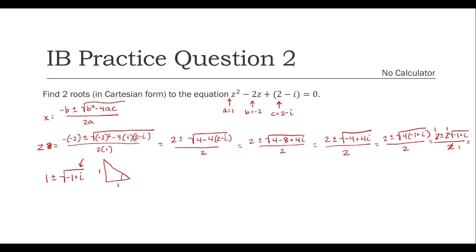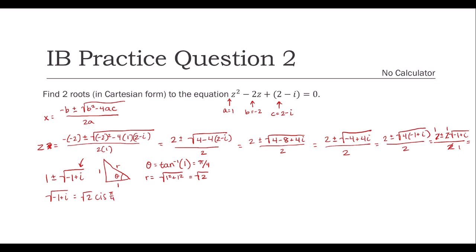So our theta value will equal the inverse tangent of 1 over 1. So the inverse tangent of 1, which is pi over 4. And our radius is the square root of 1 squared plus 1 squared, so the square root of 2. So our square root of negative 1 plus i in polar form is square root of 2 cis pi over 4.